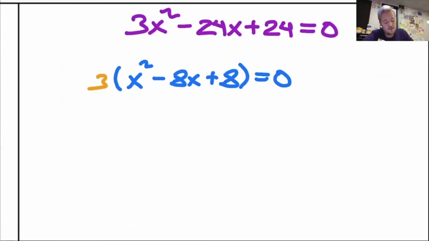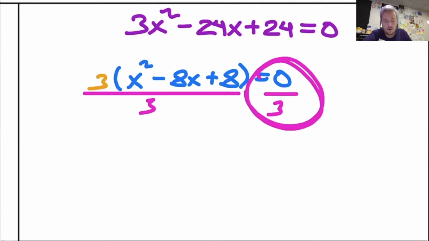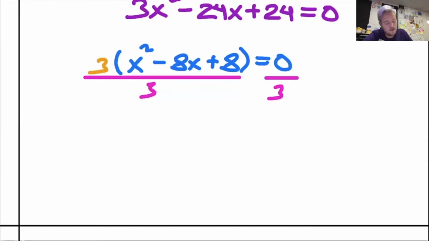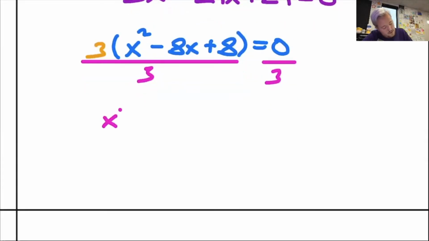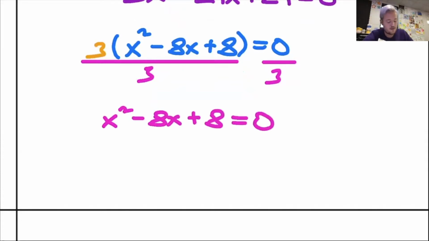So the next thing I'm going to do, I'm going to go ahead and divide everything by 3 so that I can get rid of it. Because over here on the right side, if I divide it by 3, it's still 0. So I'm going to have x squared minus 8x plus 8 equals 0. So really, this is the equation we're going to be manipulating.